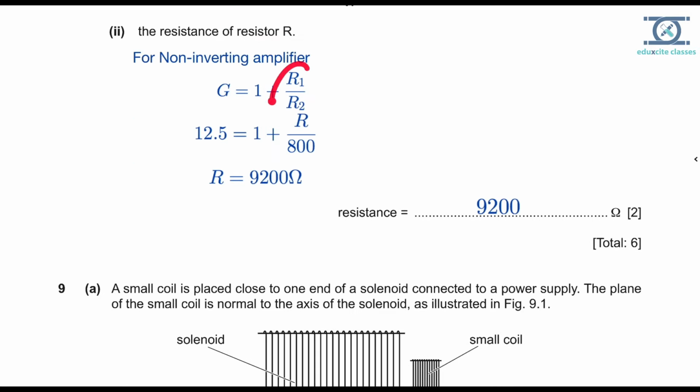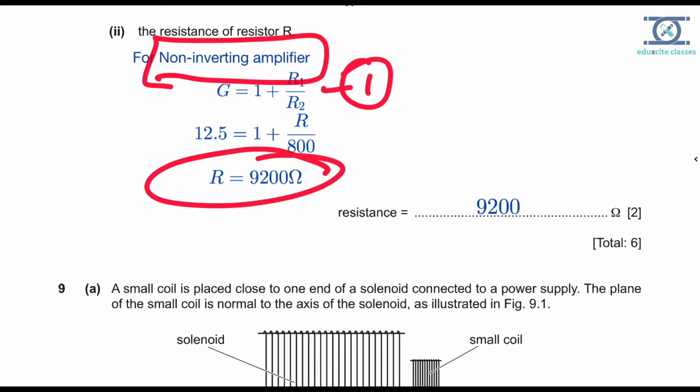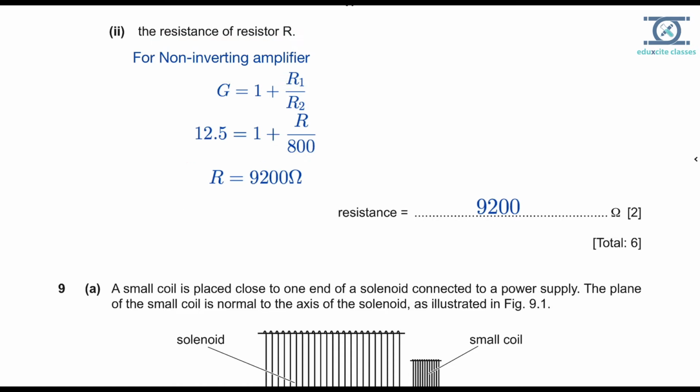Anyway, applying this formula, we take 12.5 as the gain. 12.5 equals 1 plus R over 800. So 9200 ohm will be the resistance R. So 1 mark for the formula used for a non-inverting amplifier, and 1 mark for correct substitution and getting the correct answer.